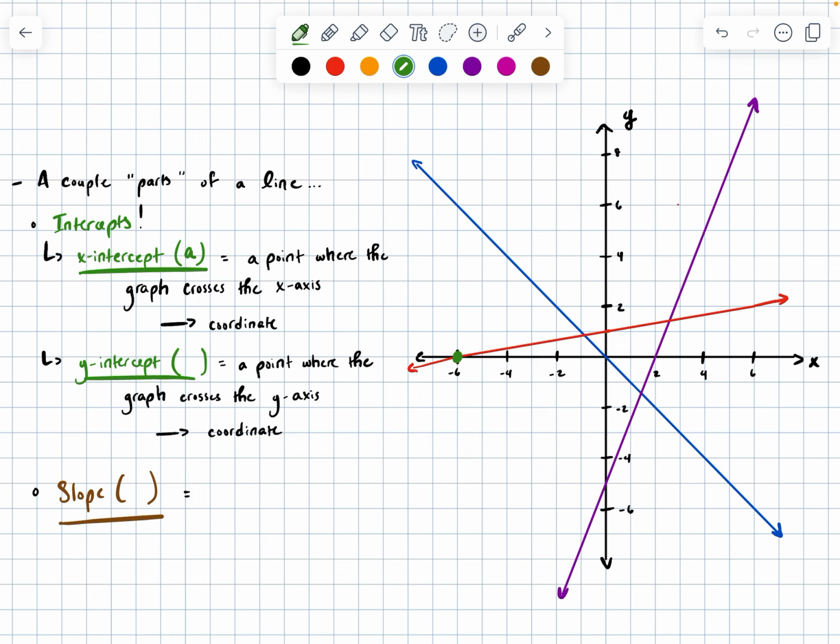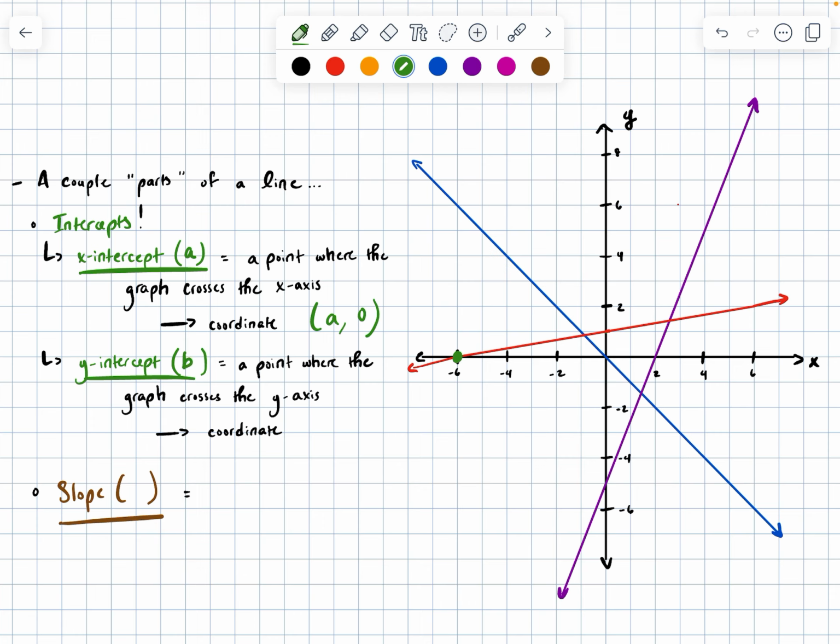So for example, take this red line. It crosses the x-axis right over here at this point, -6, 0. So we say -6 is the x-intercept. So the value of a is -6. That tells me I cross the x-axis at the value of -6, and the coordinate, or the point on the graph, would be -6, 0, or whatever the value of a for the x-intercept would be.